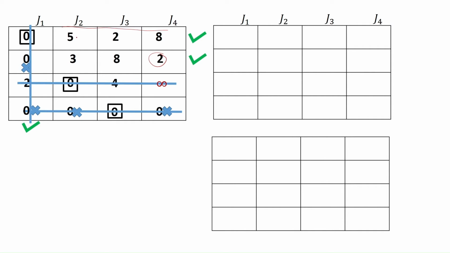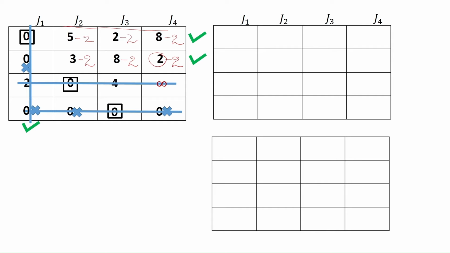This 5 is not on the lines, so I would do 5 minus 2. This 2 is not on the line, so I would do 2 minus 2. This 8 is not on the line, so I do 8 minus 2. This 3 is not on the line, so I do 3 minus 2. This 8 is also not on the line, so I do 8 minus 2. This 2 is not on the line, so I do 2 minus 2. Now once this is done, I need to check for these elements also.